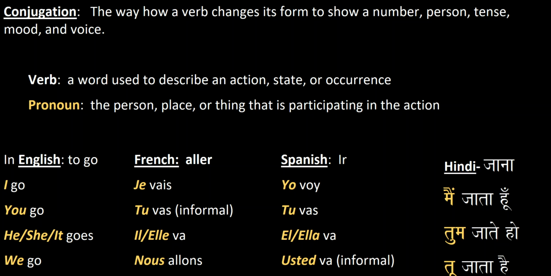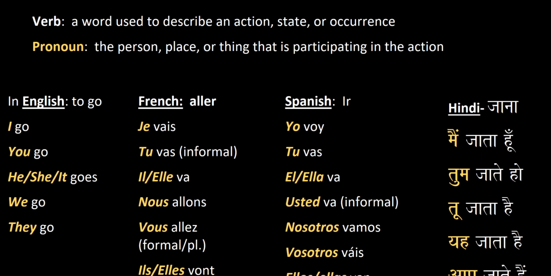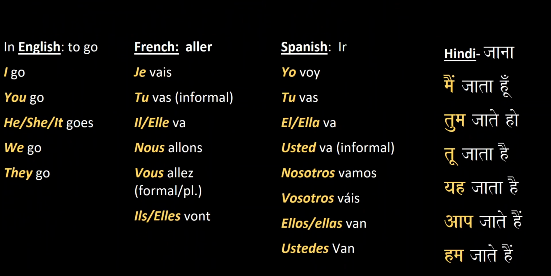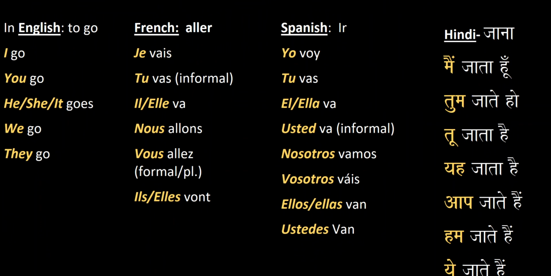Below here, I have conjugations for the infinitive to go. Let's take a look at how to go is conjugated in English. As you can see, it changes. I go, you go, then he, she, or it goes. The conjugation changes for that specific type of pronoun. Then you have we go, they go. In other languages, they may change a bit more, whether they're considered to be regular or irregular verbs. We're going to go over that further in the lesson.